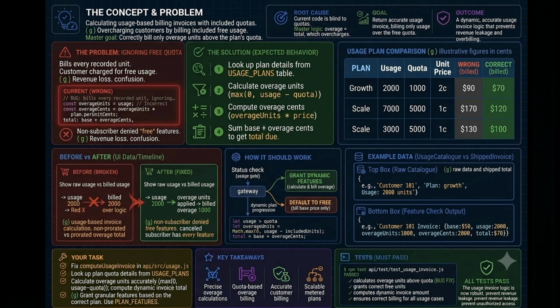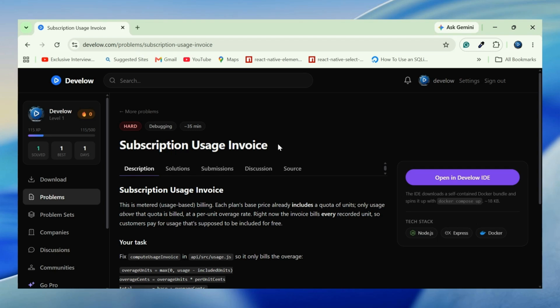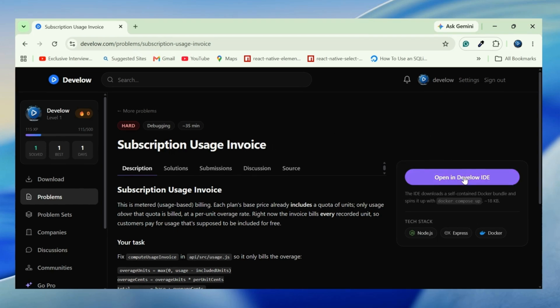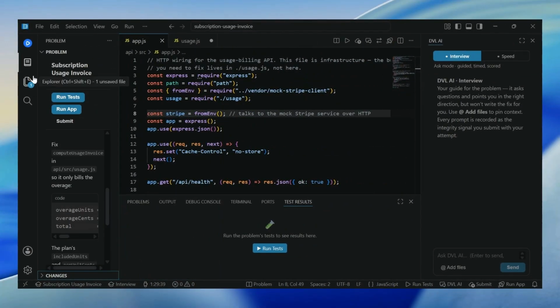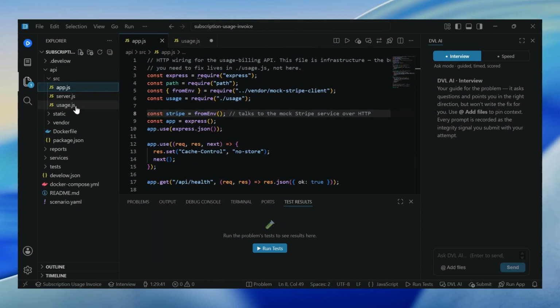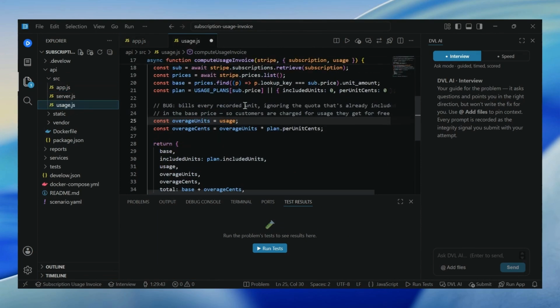To fix this, we'll update our billing logic so that customers are charged only for the units they use beyond their plan's included quota. Let's jump straight into the Develow code editor and see what's going on. Let's jump into usage.js and see where our code is failing. We have a couple of failing tests here, so let's break them down one by one.